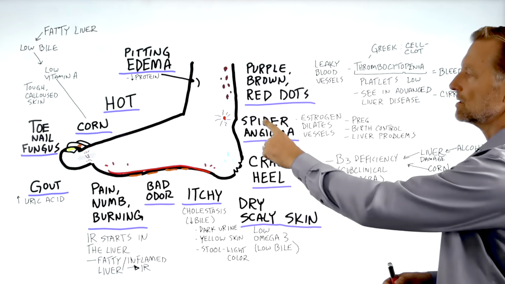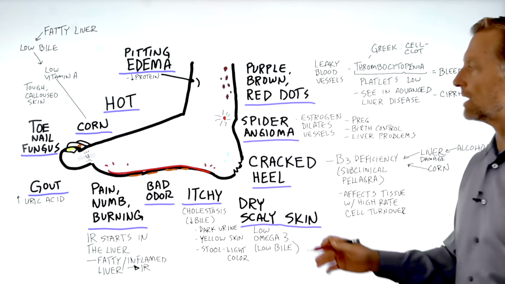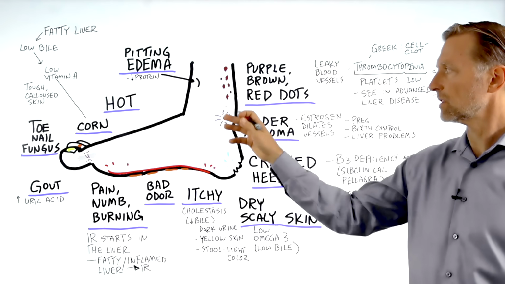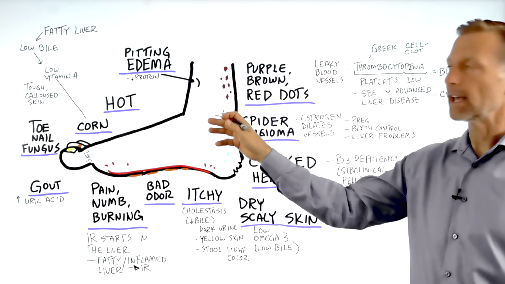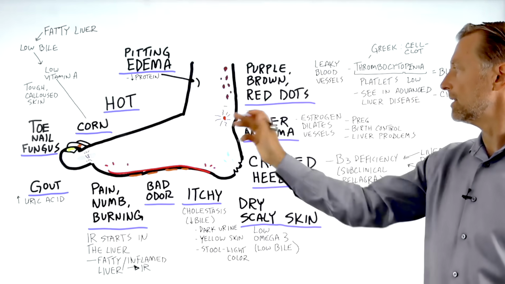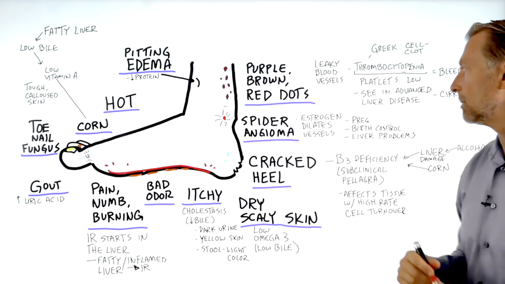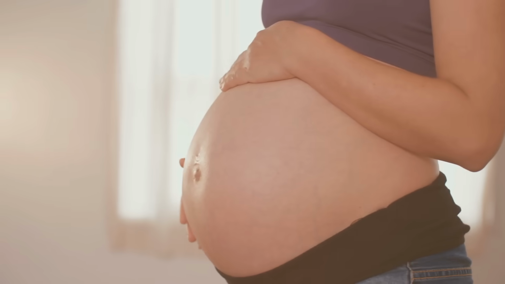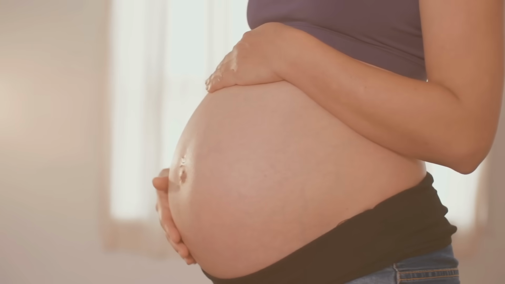All right, the next thing is spider angioma. It's a spider-like presentation of red blood vessels on certain parts of your body, and they can show up in your ankles, your foot, your lower legs, other parts of the body. This is an estrogen problem because estrogen dilates the blood vessels. And that's why you see this in pregnancy, because pregnant women are high in estrogen.